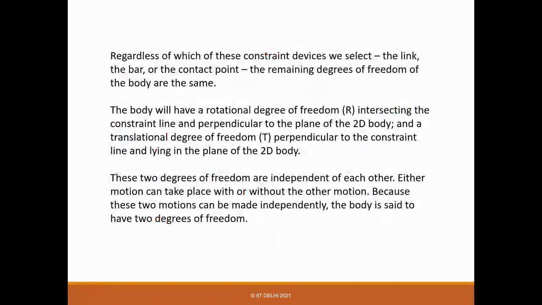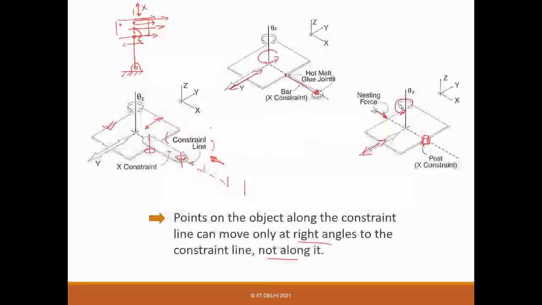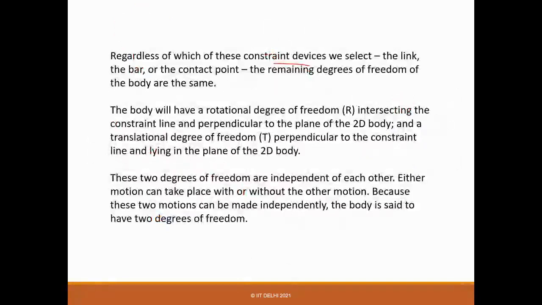One thing it also says is that regardless of which constraint device, there can be different means. Here you have the pin and this paper, you have this glue and the bar, you can have a post, so you can have various means. We call them constraint devices. No matter what kind of device you might use, whether it's a pin or the bar or the contact point, the remaining degrees of freedom will be the same. That is not going to change, right?